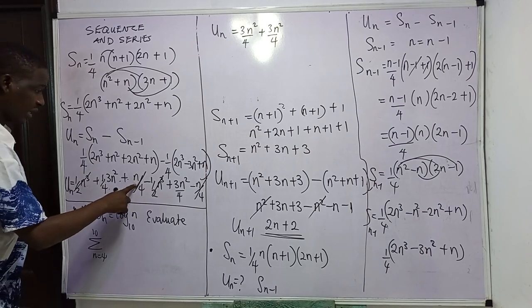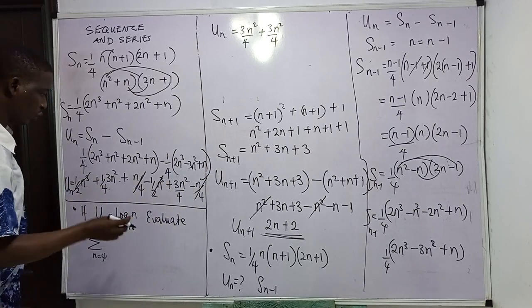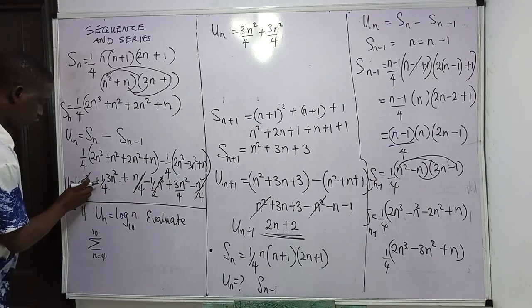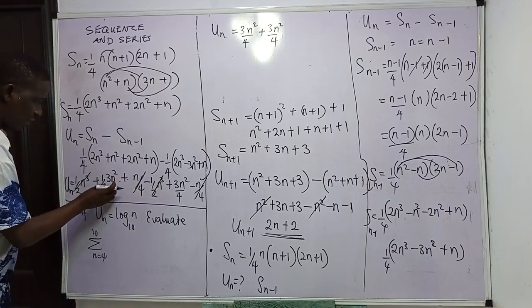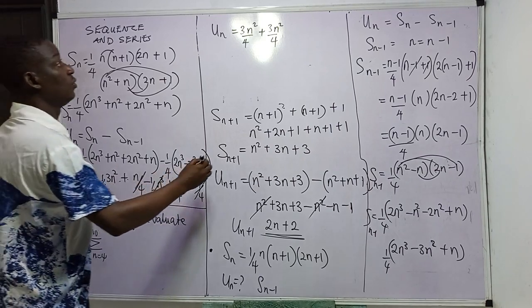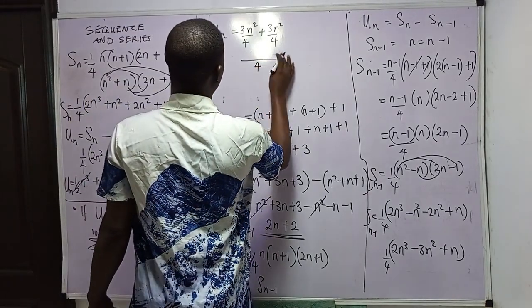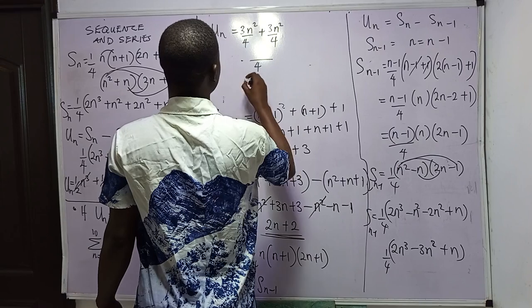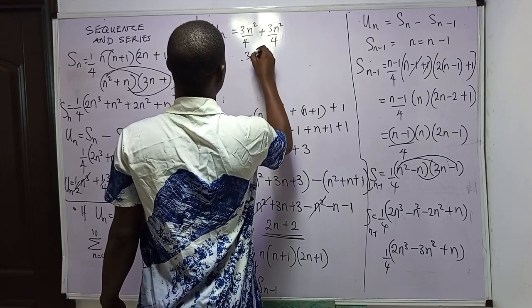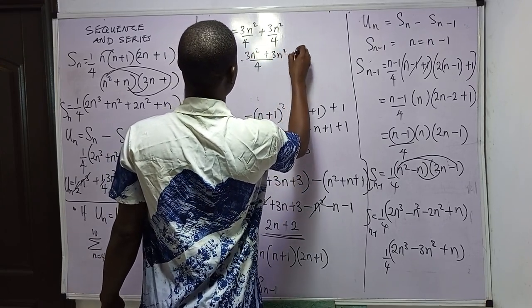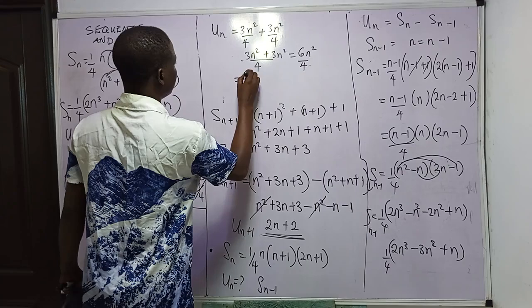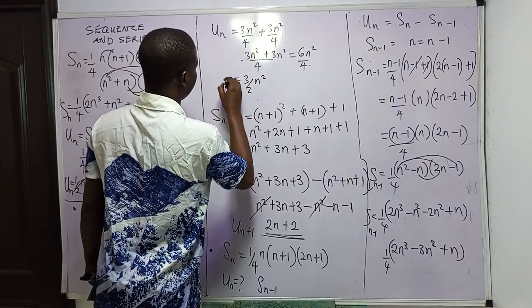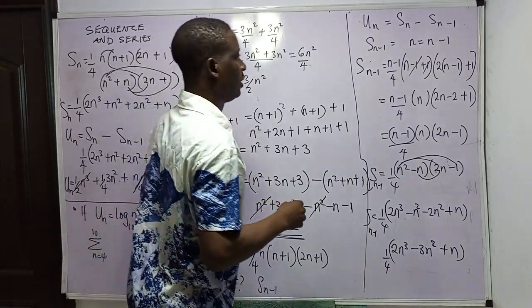So that will give us what? n over 4 and n over 4 will go. Then 1 over 2 n cubed minus 1 over 2 n cubed will go. So what we are left with is this and this. That will give us 3n squared plus 3n squared, and that will give us 6n squared over 4, which is 3 over 2 n squared. That's our un.